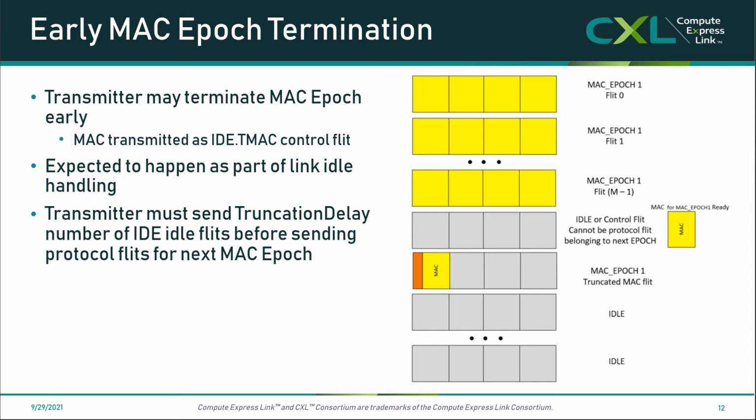And this is done by sending what's called the IDE control flit, the TMAC flit. Once the transmitter has decided it's going to terminate the MAC epoch early, it has to first send the TMAC flit. And before it can send any new protocol flits that would really belong to the next MAC epoch, it can't interleave between the epoch 1 flits and the MAC flit.